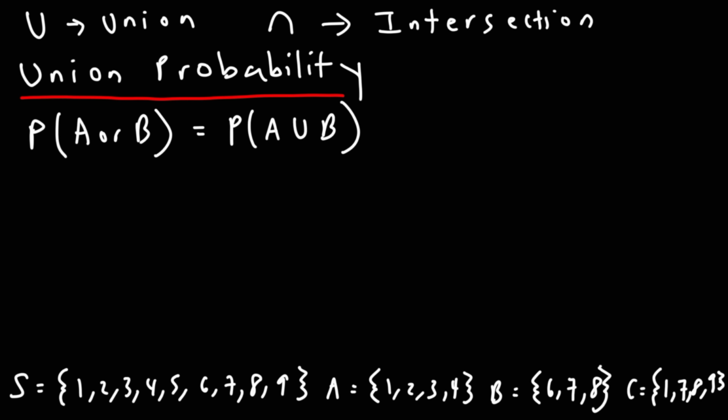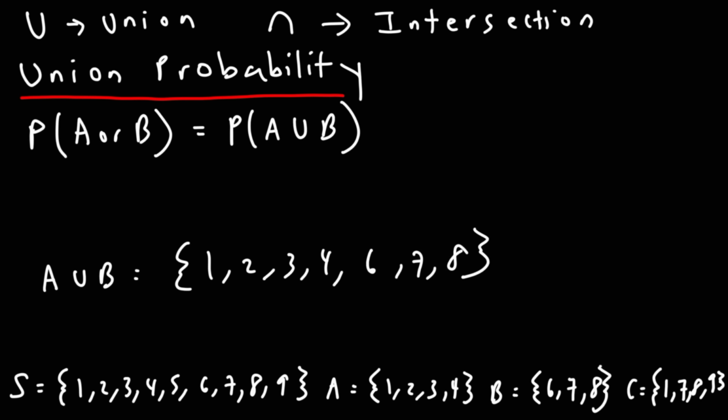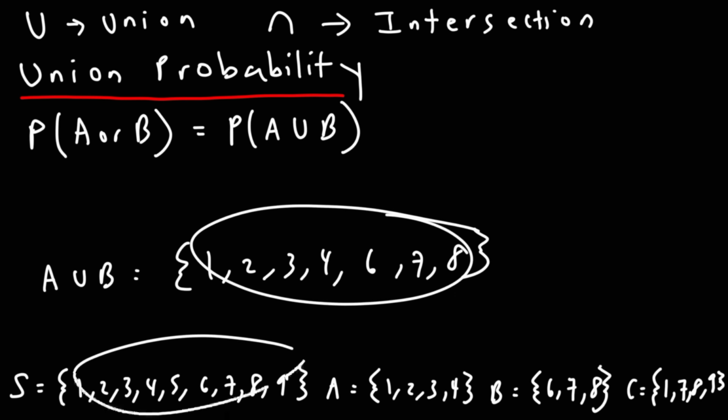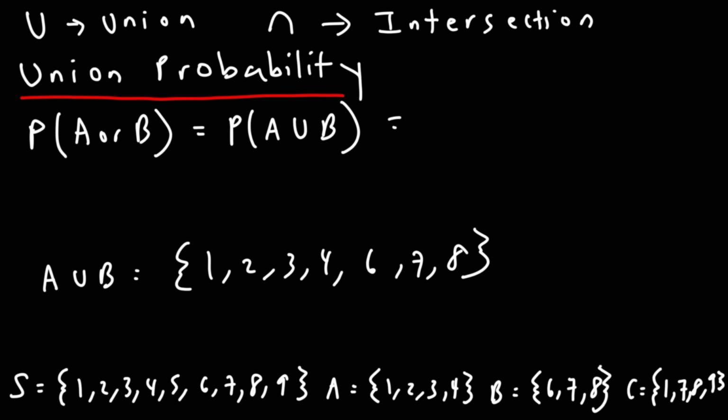Now we can calculate this using the numbers that we have below. So we know that A in union with B has these elements: 1, 2, 3, 4, and 6, 7, and 8. So the probability that event A or event B will occur is going to be, we have 7 possible outcomes out of a total of 9. So in this problem, it's going to be 7 over 9, or 0.777, which is a 77.7% chance that this event will occur.